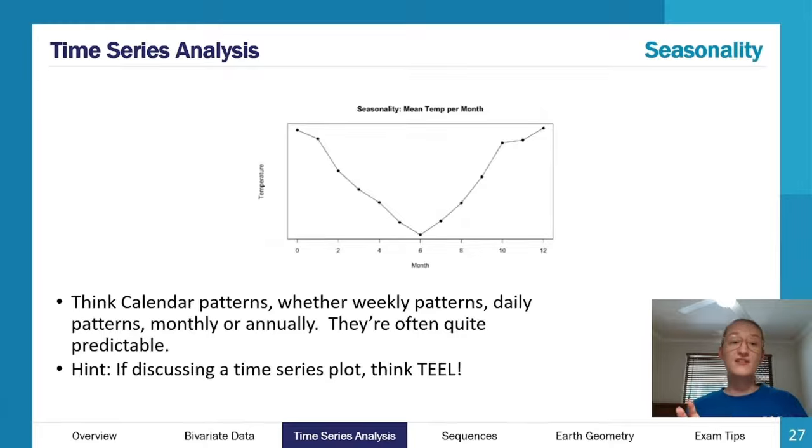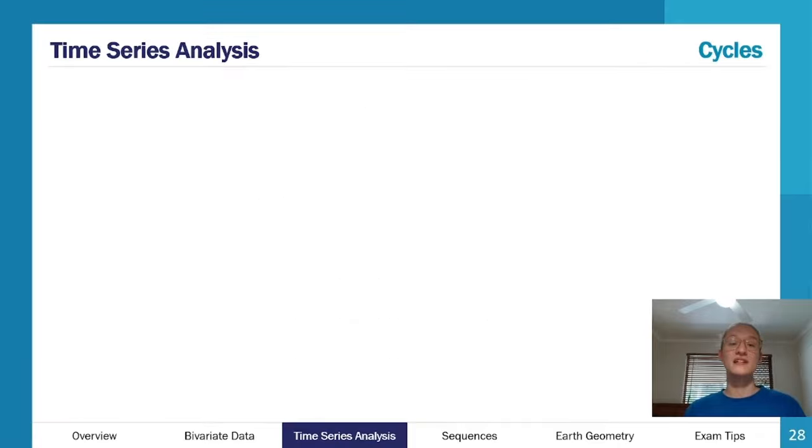So seasonality is all about those patterns that are related to the calendar. So here we're definitely seeing seasonality because we're looking at the mean temperature per month, and we're seeing a pattern that's really related to the months or the seasons, which you describe as a quarterly pattern because the seasons are about the 4 quarters of the year. And seasonality is often quite predictable.